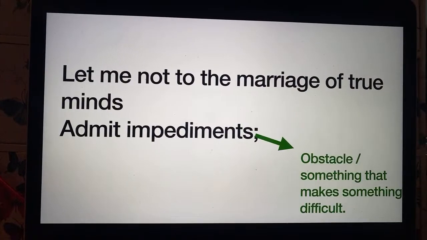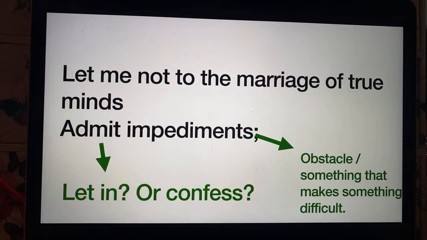I was like, well, okay, impediments. Impediments means a sort of obstacle, something that makes something difficult, something that gets in the way. If you impede someone's movement, you stand in front of them. But admit means let in, doesn't it? You could admit one to the cinema on your ticket, but admit also means confess. Let me not to the marriage of true minds admit impediments.